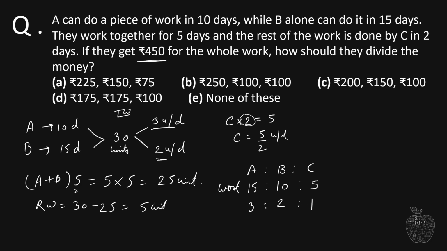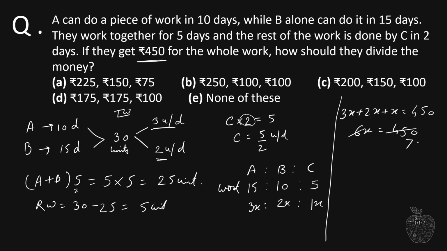So the ratio would be 15 is to 10 is to 5; dividing by 5, we get 3 is to 2 is to 1. Now the money would be divided among these three in the ratio of 3 is to 2 is to 1. So what is the exact value? Let's say this is 3x, this is 2x and this is 1x. Now 3x plus 2x plus x is equal to 450 because the total value is to be divided among these three. So 6x is equal to 450 and x is equal to 75.